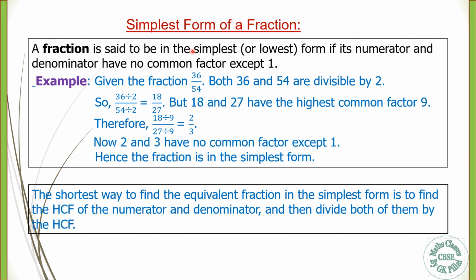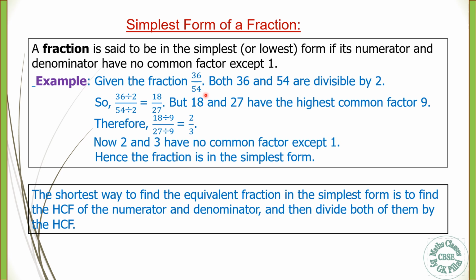Now, the simplest form of a fraction. A fraction is said to be in the simplest or lowest form if its numerator and denominator have no common factor except 1. Here 2 by 3 is an example. Between 2 and 3 there is no common factor other than 1.